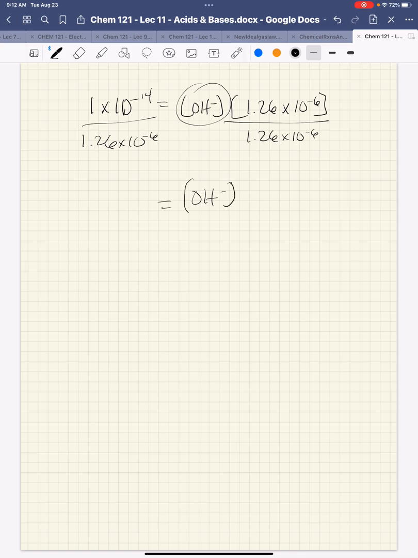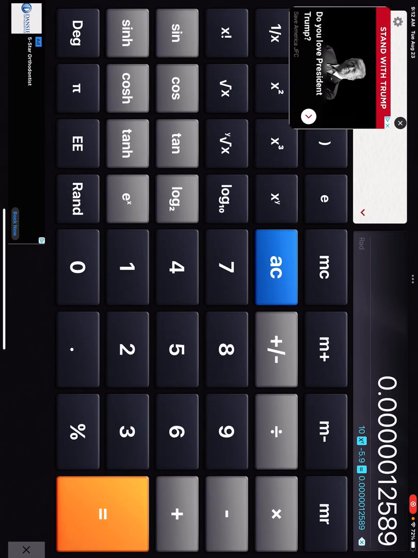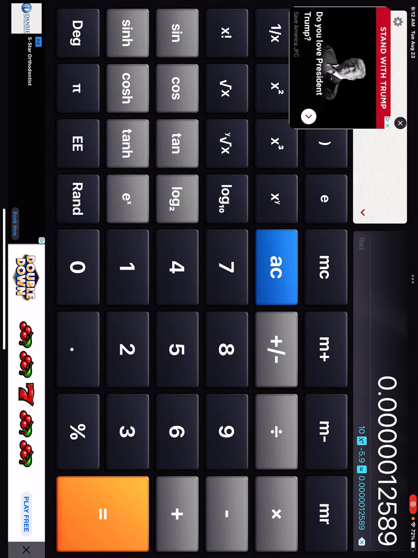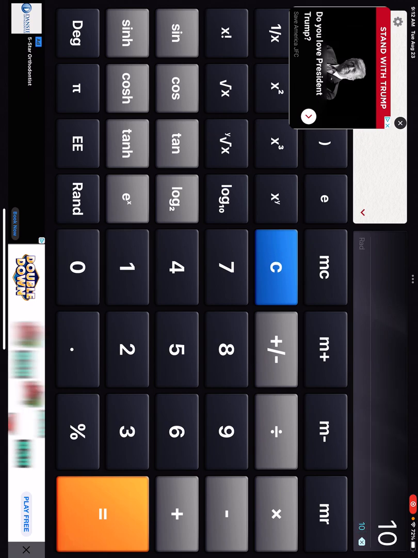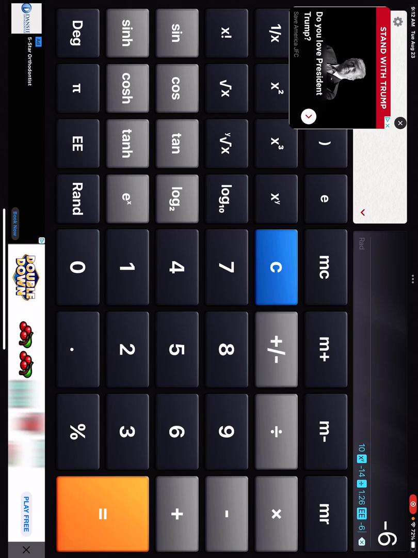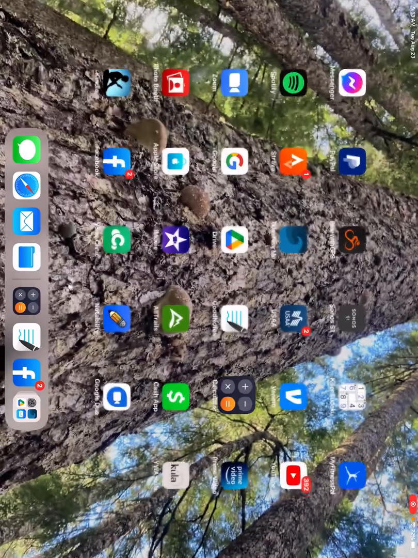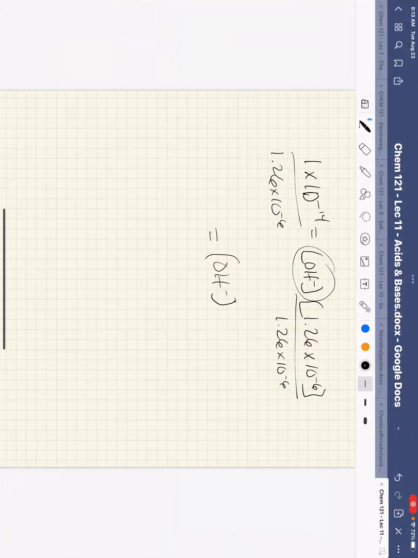So when we do that, we have to put that in the calculator. Again, I'm going to try to embarrass myself. We'll see if I can do it. So we're going to do 10 raised to the negative 14th, and divide that by 1.26 to the negative 6th, and hopefully this works. Okay, so it doesn't spit it out very nicely on this calculator, but hopefully you have a better one. I'm counting zeros: 1, 2, 3, 4, 5, 6, 7, 8, 9. I get 7.9 times 10 to the negative 9th.